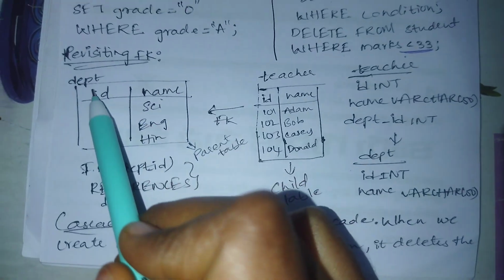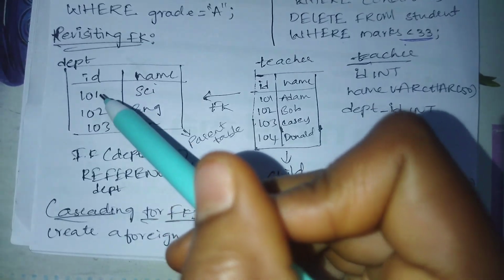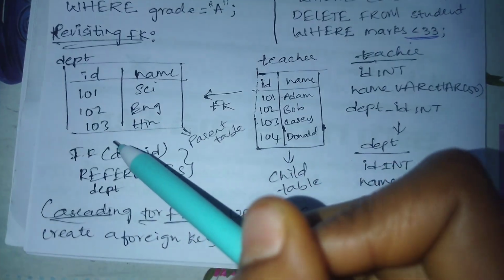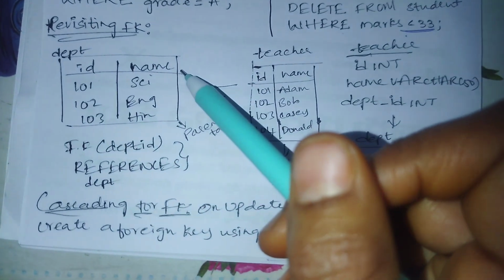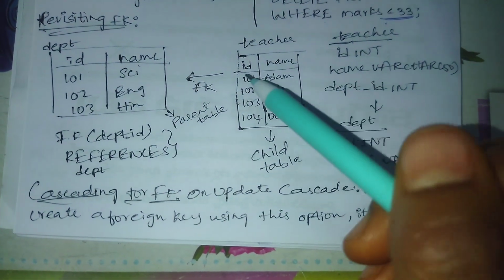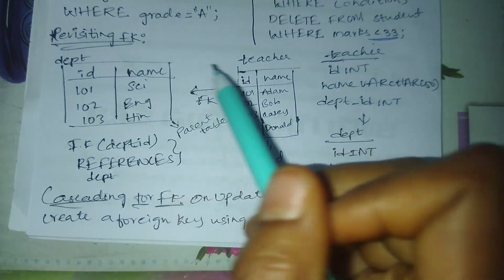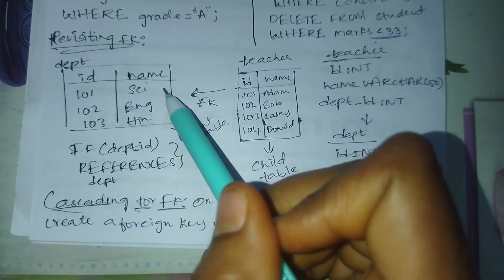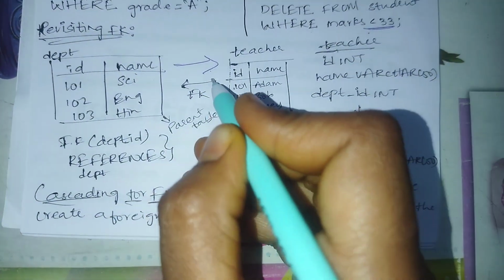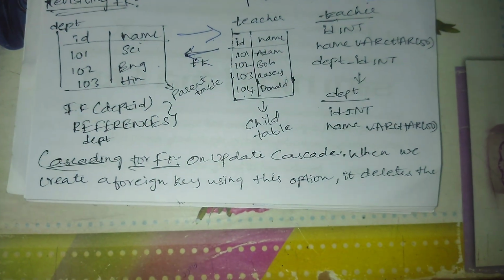Revisiting foreign key. According to department, we have written the table: ID numbers, name, science, department, ID values and names according to departments. Teacher, ID and name, some names. This is the parent table, this is the child table. From the parent table, the derivation is by using this table we have written the table in the first step. For some values we are returning to the parent table again, which is known as revisiting foreign key.